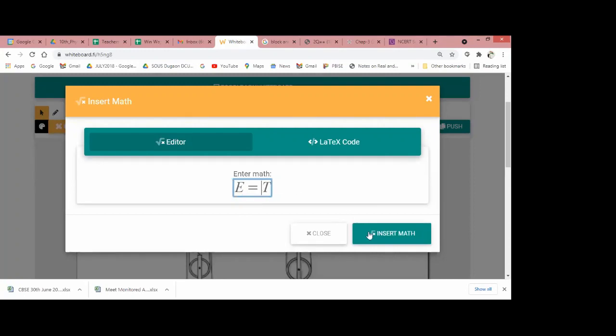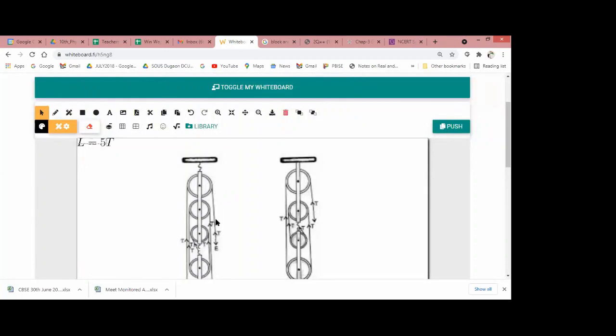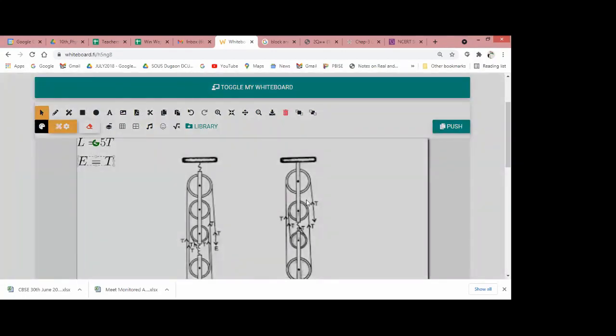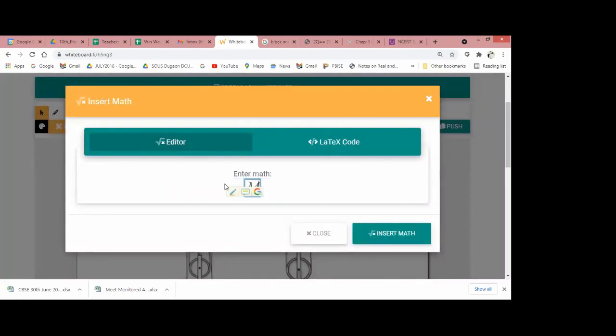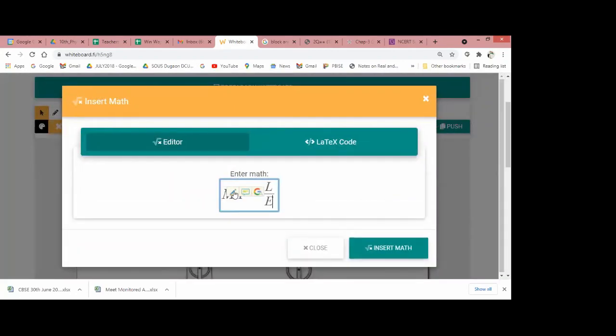Am I correct? Because the effort strand is this much. This is only the effort strand. And how much is the tension? It is equal to one single tension. Now, if you look at the mechanical advantage, MA is equal to load upon effort. Agreed?